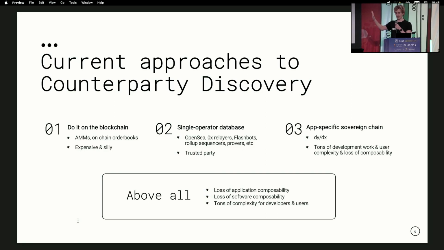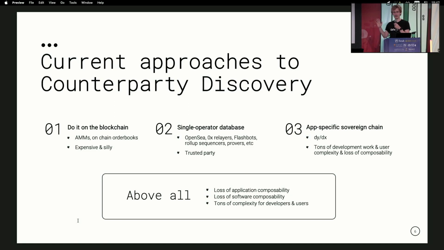So that's the second approach, and this is what most people currently use between OpenSea, 0x, Flashbots, roll-up sequencers, ZK provers. These are all trusted third parties that you as a user have to consider in your trust model. The third approach is you can also do an app-specific sovereign chain, which is effectively you go back to step 1, but you do it on a custom blockchain.